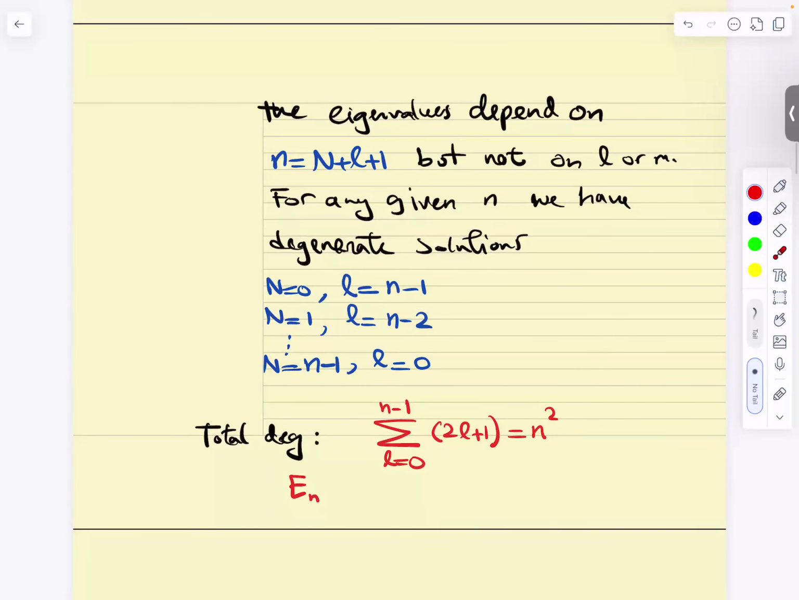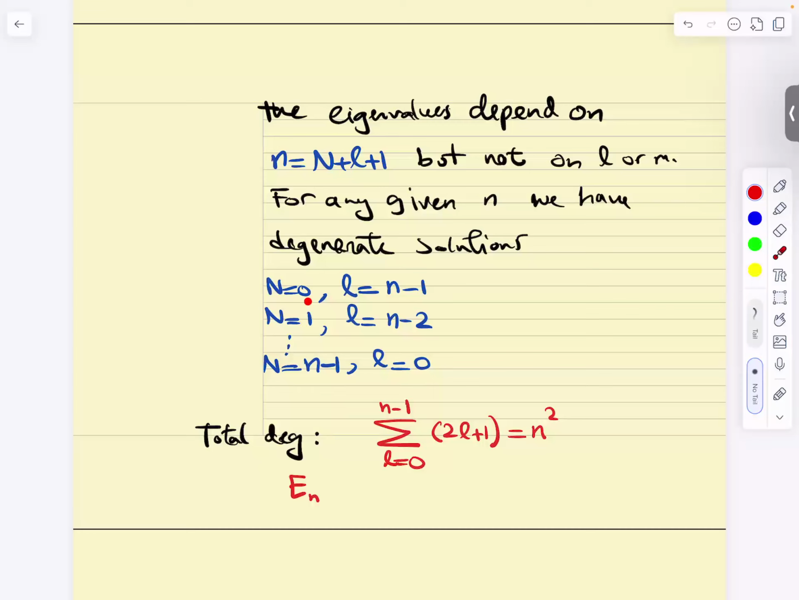The eigenvalues. Okay, here's an important comment. The energies are labeled by this little n, which is capital N plus L plus 1. The point is, the energies do not depend on M or L. Well, the dependence on L is subtle. How do we interpret this?